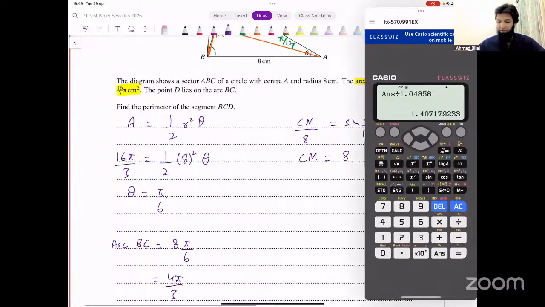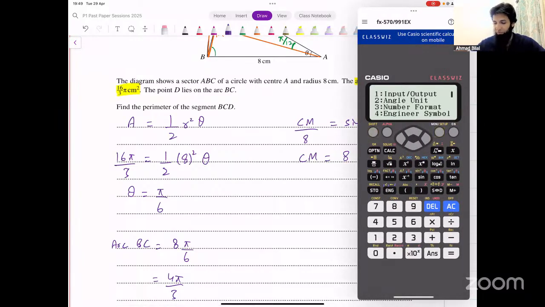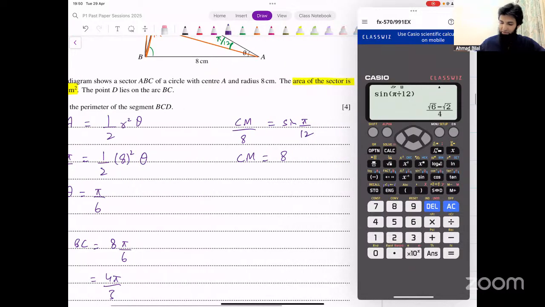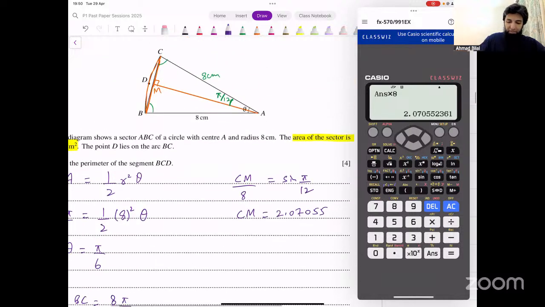We can just evaluate that. Make sure your calculator is in radian mode for this. Sine of pi divided by 12 gives me root 6 minus root 2 divided by 4. You can multiply this by 8. Just use decimals because the question does not ask us for an exact value. That's 2.07055.